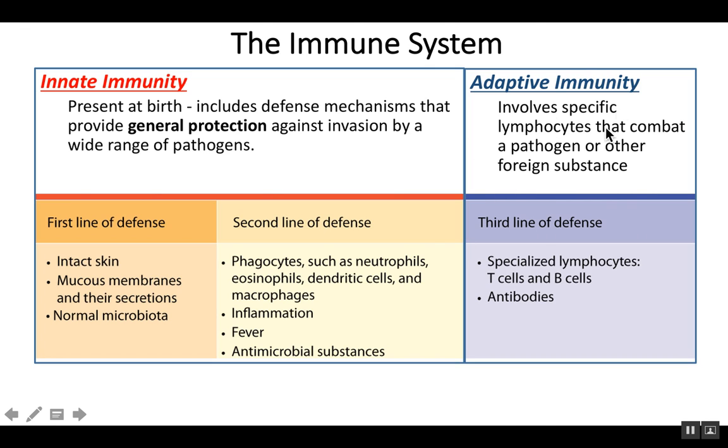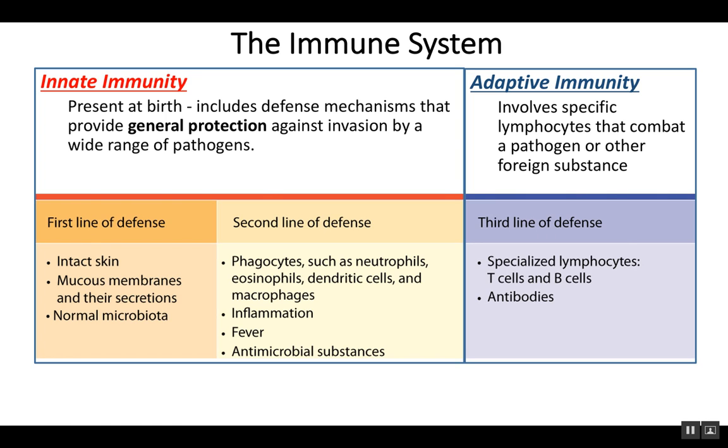So this system involves your lymphocytes, your T lymphocytes or T cells, your B lymphocytes or B cells, and the antibodies that your B cells produce. So B cells produce antibodies. T cells don't, but they also have a very important function, and they can destroy cells that are harboring viruses. That's a very important function of a T cell.